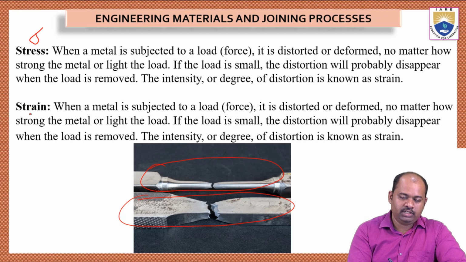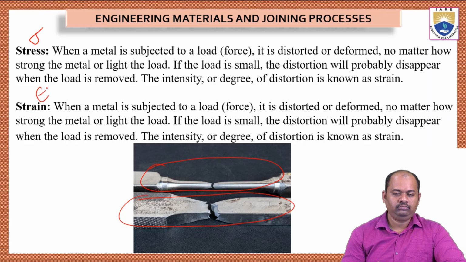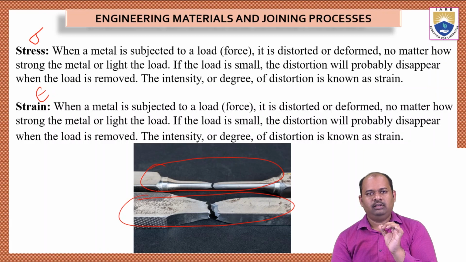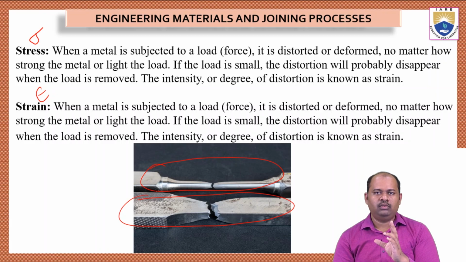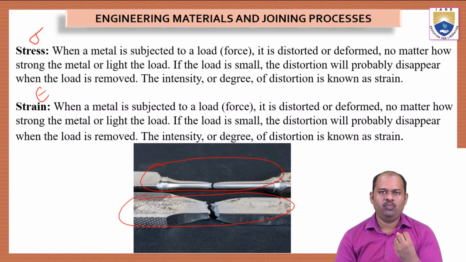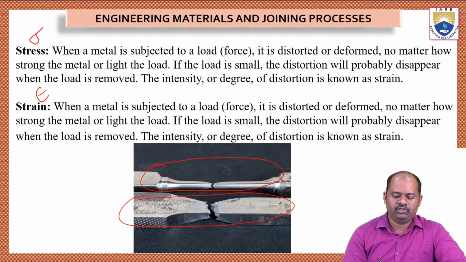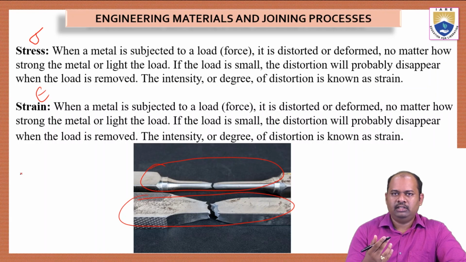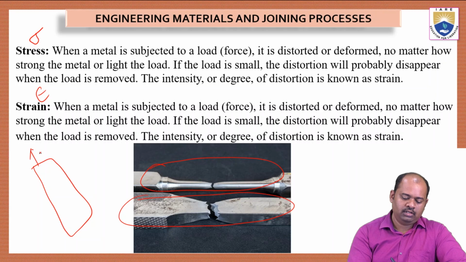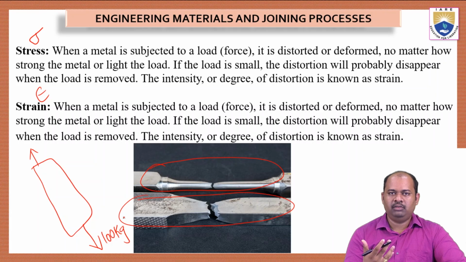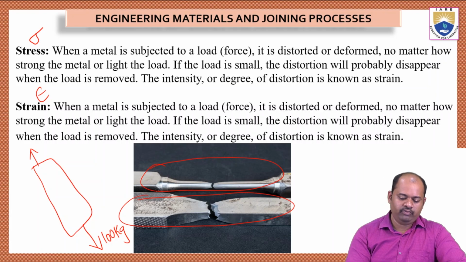Now the second definition is strain. Strain is the ratio by which we can identify how much the body has been elongated when some load is applied on it. How do we define strain? Strain is the change in length of the body when a particular load is applied. Suppose I have the same metal rod on which I am applying 100 kilograms of load. When the load is applied in this direction, its length will change.